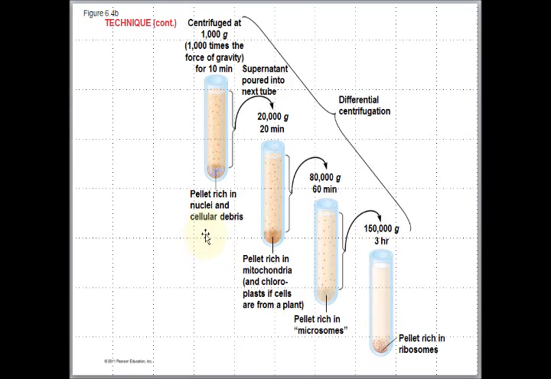You can see like the nuclei and some of the cellular debris, which are the largest, would collect first, and then you might get mitochondria and chloroplasts second. Then you might get some of the smaller organelles, and then some of the very smallest organelles would be at the very end, and that would be, say, your ribosomes. To get those down to the bottom, you have to spin this at 150,000 times the force of gravity. That tells you that these objects must be very, very small.